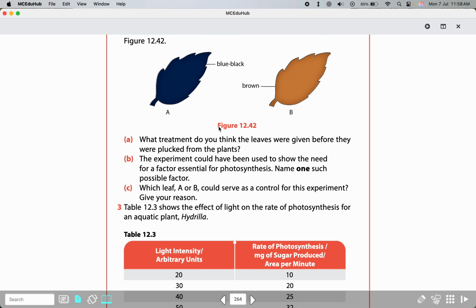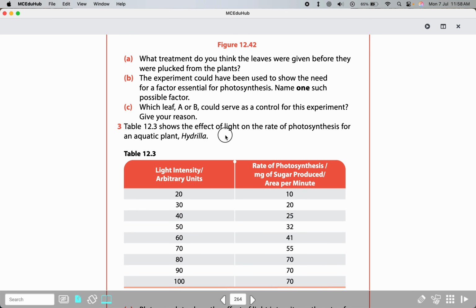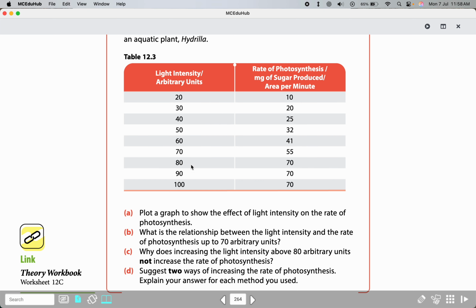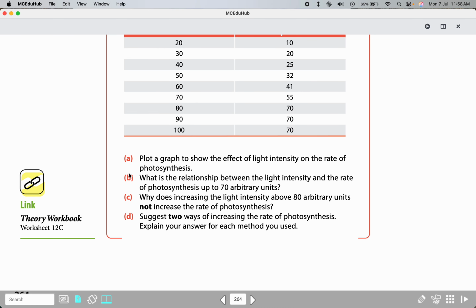I think this experiment, I will just let you read it yourself. But just to sum up this experiment really quickly, let's talk about some of the points. We talked about the idea of limiting factors just now. So why does increasing light intensity above 80 arbitrary units not increase the rate of photosynthesis? What do you think the answer will be?